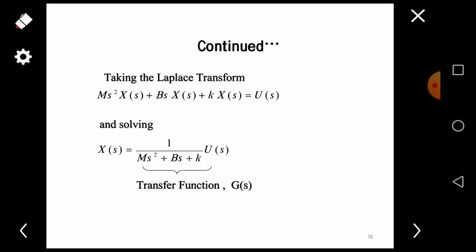Now we are going to find the transfer function. How to find the transfer function? We know that the Laplace value of output divided by the Laplace value of input is our transfer function. So now we are going to calculate the Laplace of output divided by the Laplace of input. Here we have to mention that X of s divided by U of s equals 1 divided by M s square plus b s plus k. This will be our transfer function G of s.